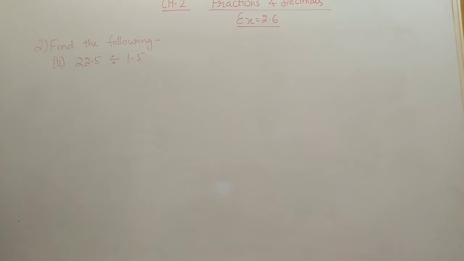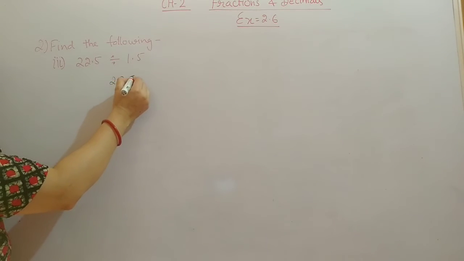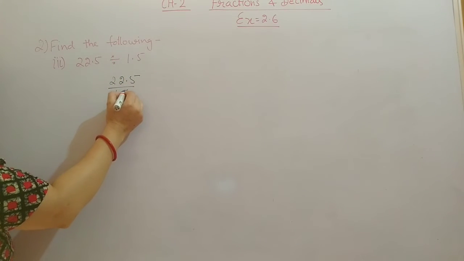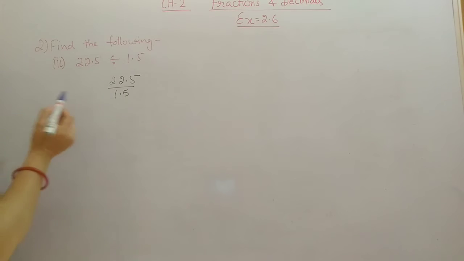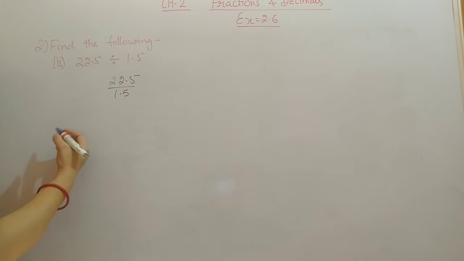Next, third part, 22.5 divided by 1.5. These questions you can do by cancellation also. It is not necessary to do division. If it will go completely, you can use the cancellation method also. For this question I am using that one. So 22.5 divided by 1.5. See the number of decimals here, 1 decimal, and down also 1 decimal is there.